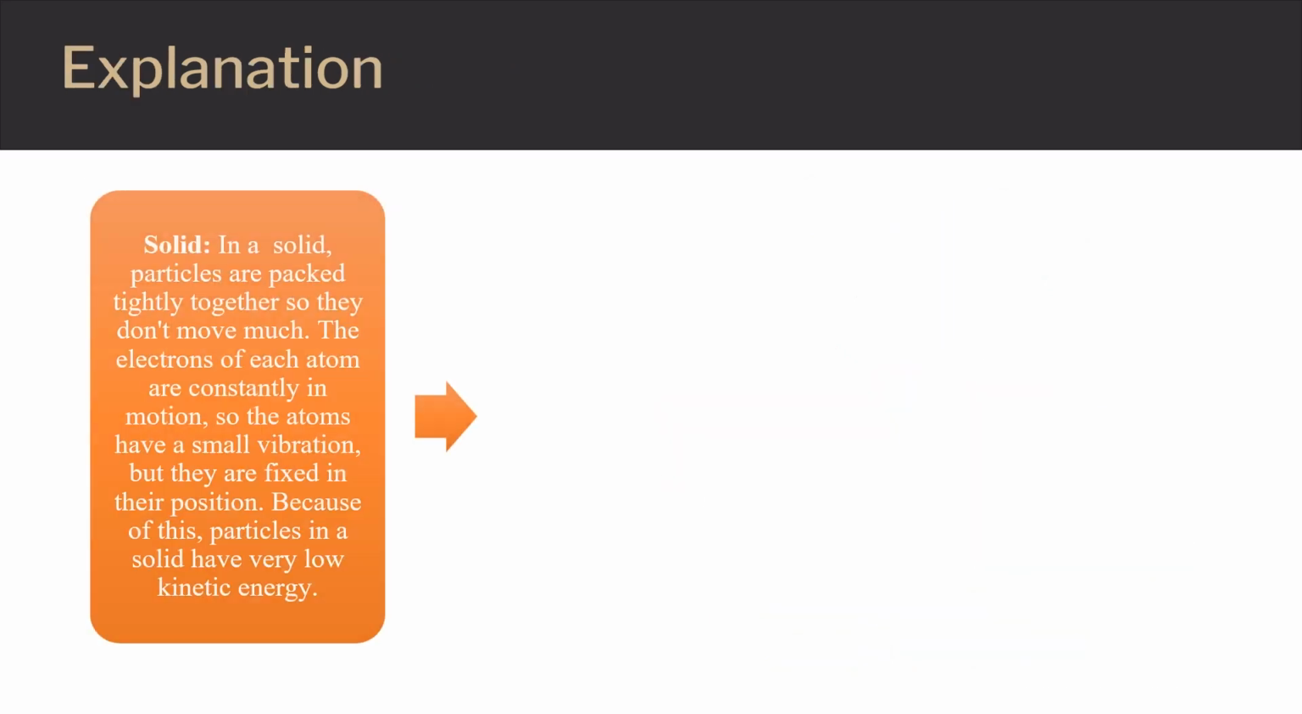Explanation. Solid. In a solid, particles are packed tightly together so they don't move much. The electrons of each atom are constantly in motion, so the atoms have a small vibration, but they are fixed in their position. Because of this, particles in a solid have very low kinetic energy. Solids have a definite shape as well as mass and volume, and do not conform to the shape of the container in which they are placed. Solids also have a high density, meaning that the particles are tightly packed together.